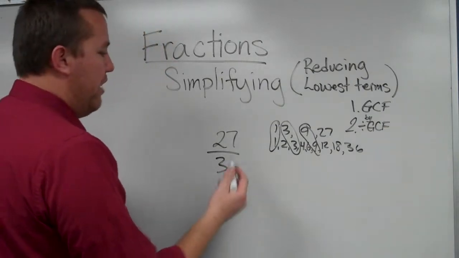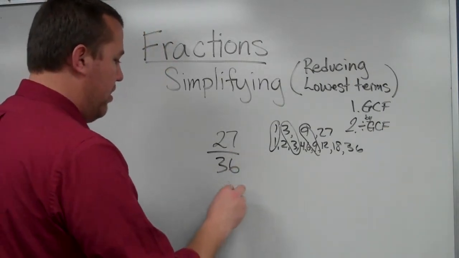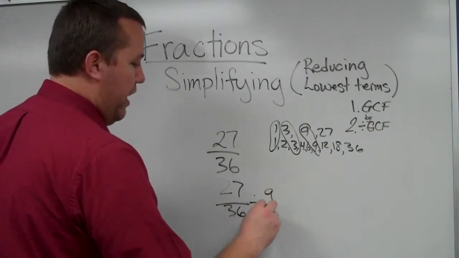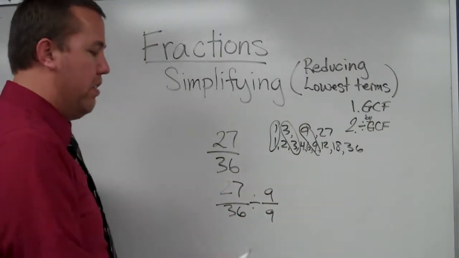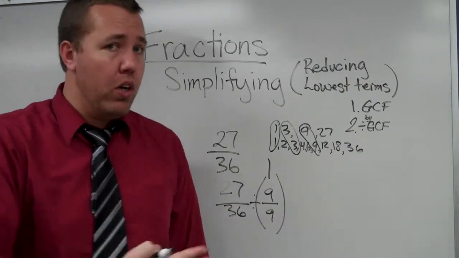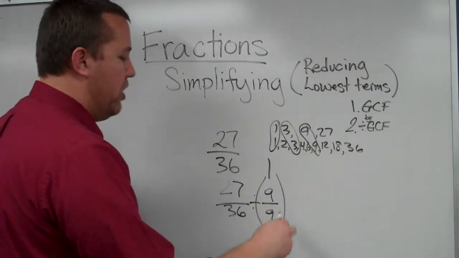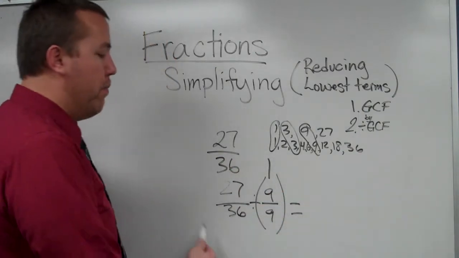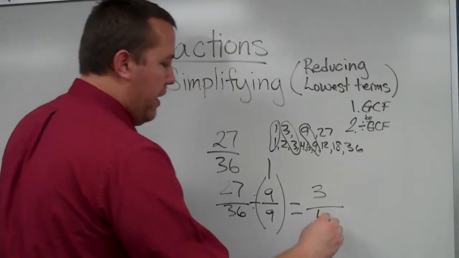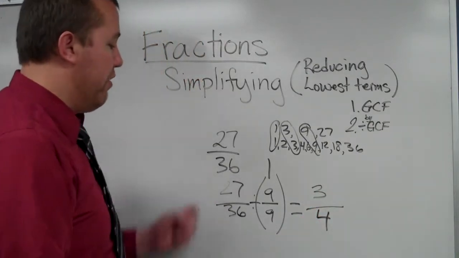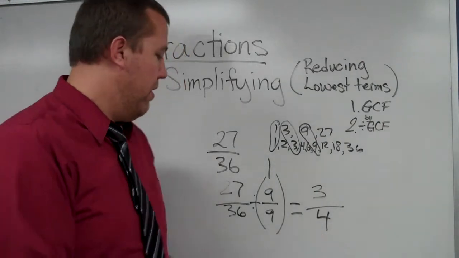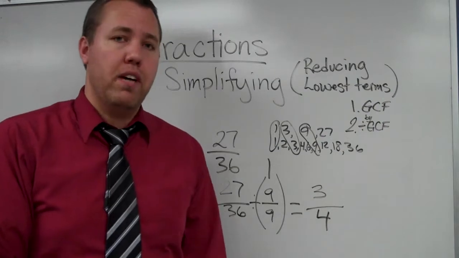So now I'm going to divide 27/36 by 9/9. Because if I divide the top by 9, I need to divide the bottom by 9, because I'm not changing its value. Any number divided by 1 equals itself. I'm not changing the value, I'm just changing how we look at it. 27 divided by 9 equals 3. 36 divided by 9 equals 4. Therefore, 27/36 still equals 3/4, but that is just simplified.